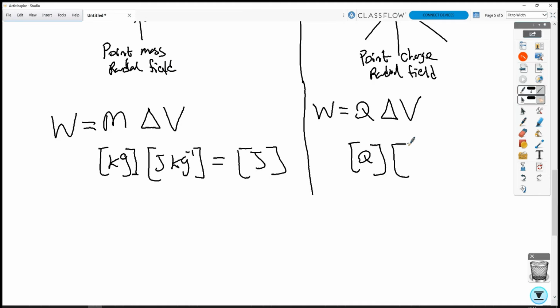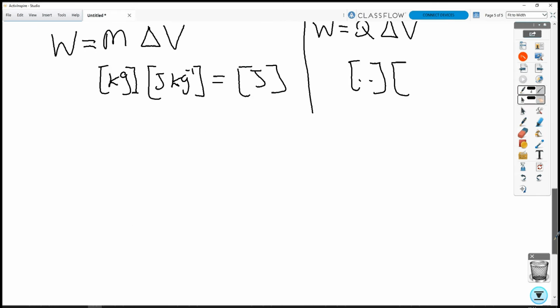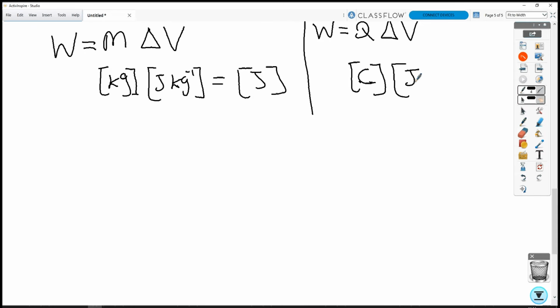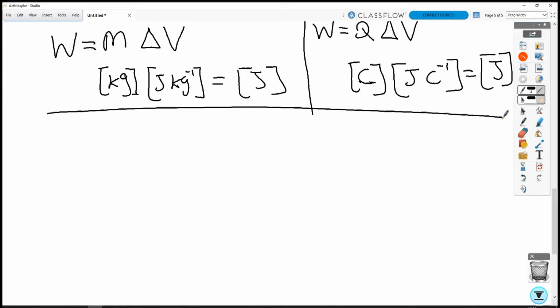Now thinking back to electricity, what's the definition of a volt? Back to AS physics. Work done per unit charge. Joule per coulomb. Oh, I made a mistake here. I put Q instead of C. Coulomb is a C. There we go. So that's a C, coulomb, and here is a joule per coulomb, which equals joules. And then we can end that bit over there.